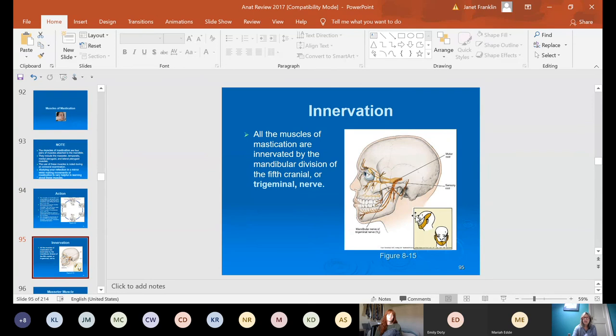All the muscles of mastication are innervated by the mandibular division of the fifth cranial, or trigeminal, nerve. Fifth cranial, trigeminal, cranial nerve 5, those terms might be used interchangeably. The mandibular division is the one that splits into sensory and motor. The motor division is what moves the muscles of mastication. Motors make it move.